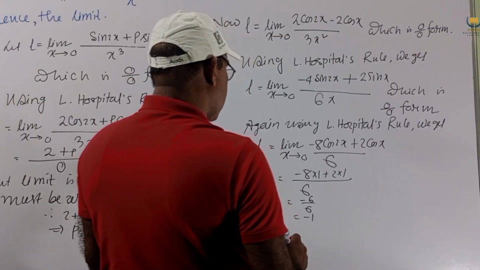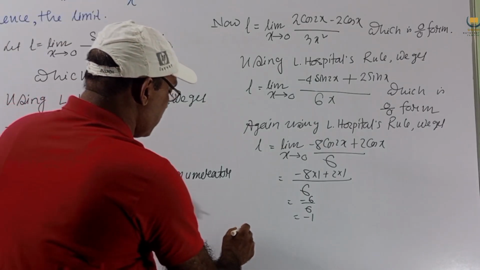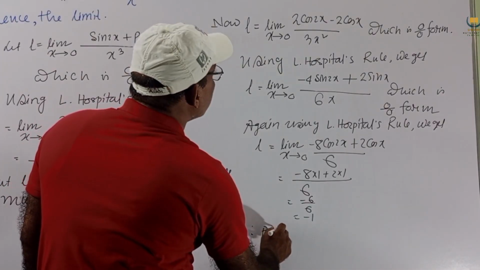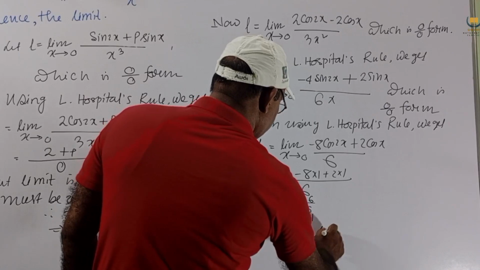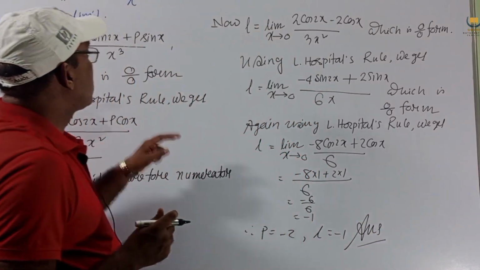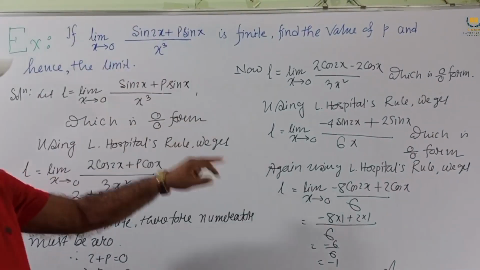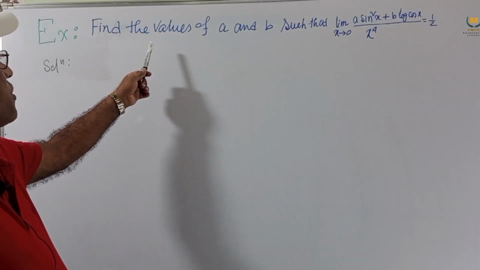This will be minus 1. Therefore p equal to minus 2, and the limit is minus 1. This is the final answer. The value of the limit is minus 1, and the value of p is minus 2. That is the final answer. Consider another most important problem.